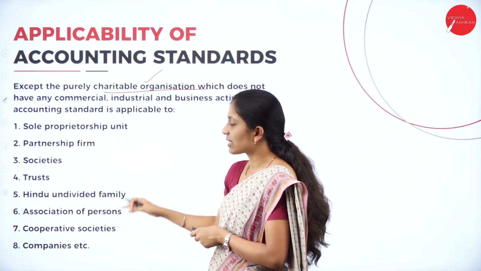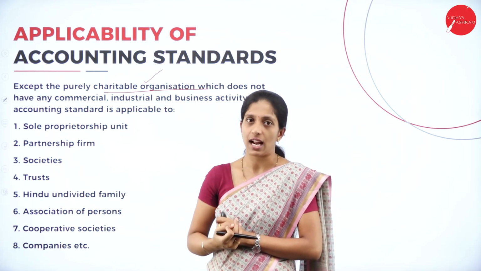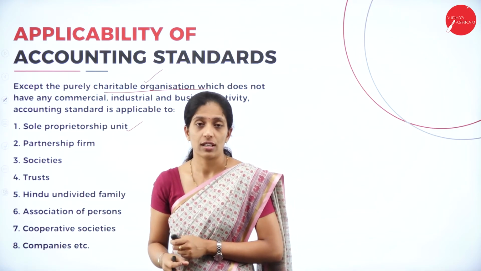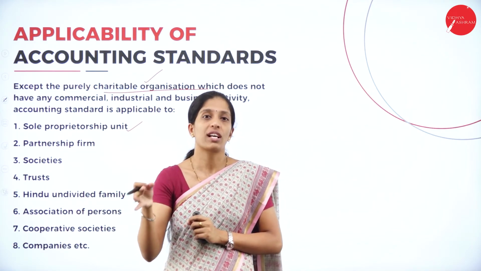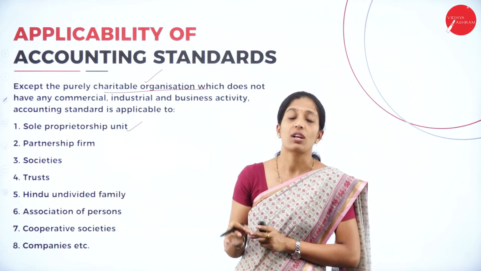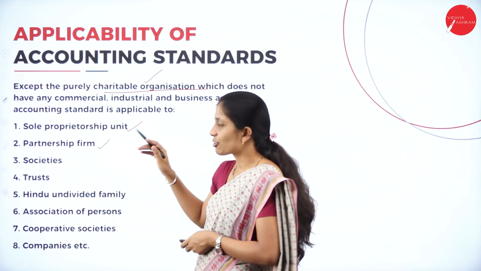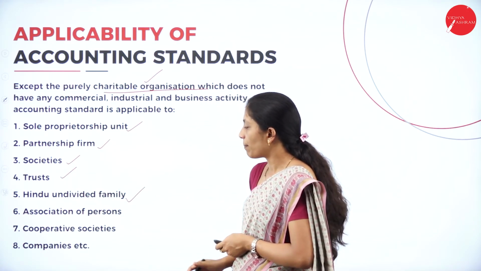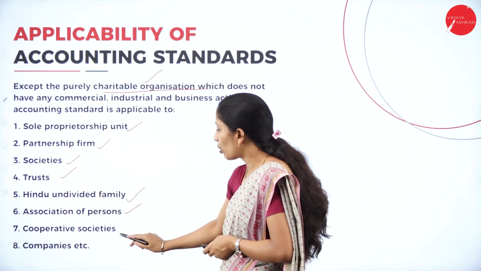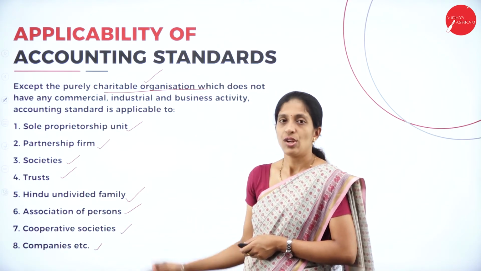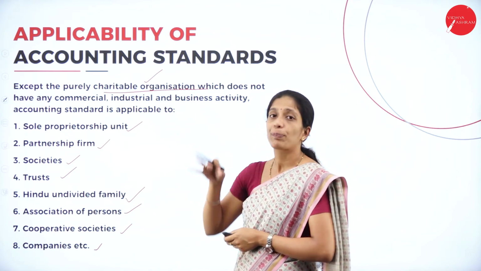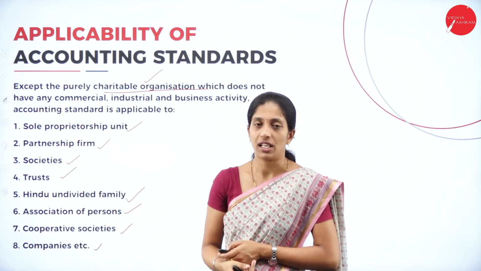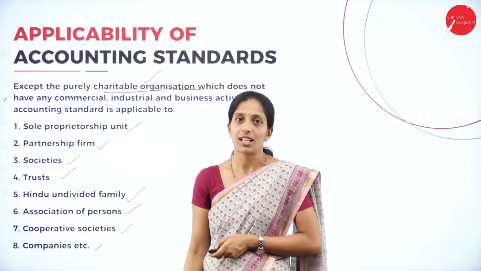Other than that, there is a certain list of organizations where this accounting standard is being applied. So, the first one is sole proprietorship unit where there will be a single owner. So, sole trader is nothing but what? It is a single owner business. So, this accounting standard is applied for sole proprietorship. Then partnership firm, it is also applied for partnership firm. Then societies, trusts, Hindu undivided family, association of persons and cooperative societies, companies, etc. So, there are a number of organizations where, except for purely charitable organizations, for all other organizations this accounting standard is applicable. So, this is about the applicability of accounting standards.